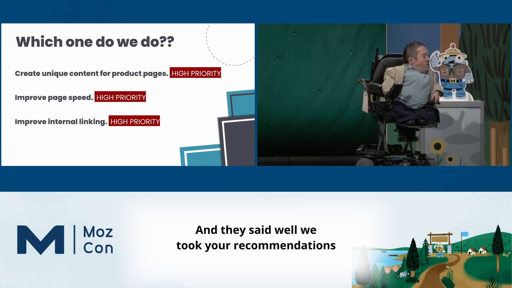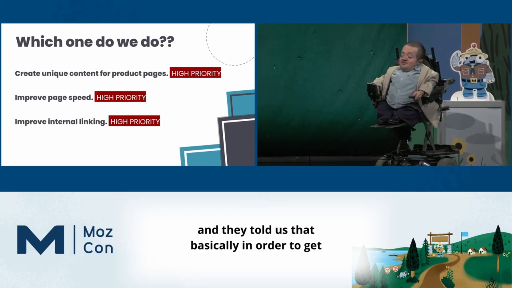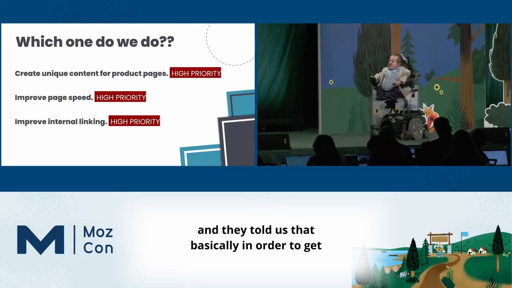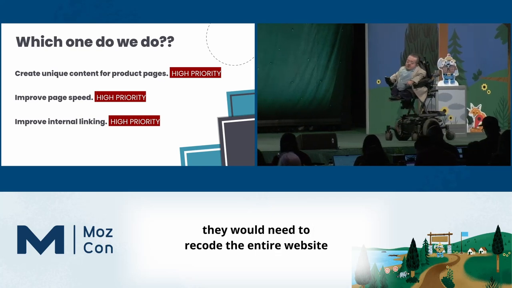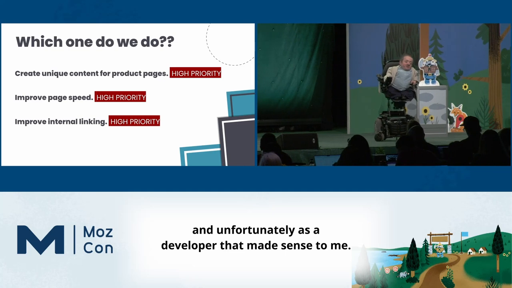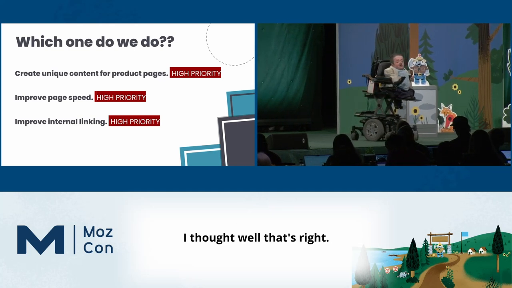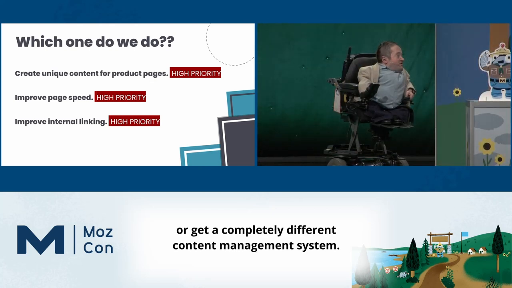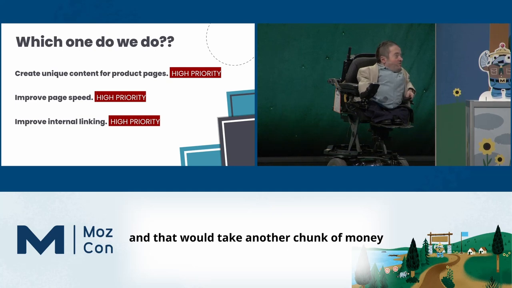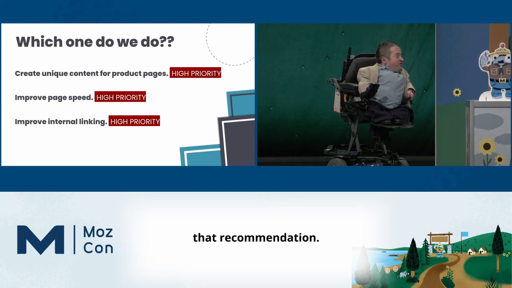And they said, well, we took your recommendations on how to improve page speed to our tech team, and they told us that basically, in order to get the performance levels that I was asking for, they would need to recode the entire website. And unfortunately, as a developer, that made sense to me. I thought, well, that's right. They either need to recode it or get a completely different content management system. And that would take another chunk of money and maybe even a year of work time to execute that recommendation.